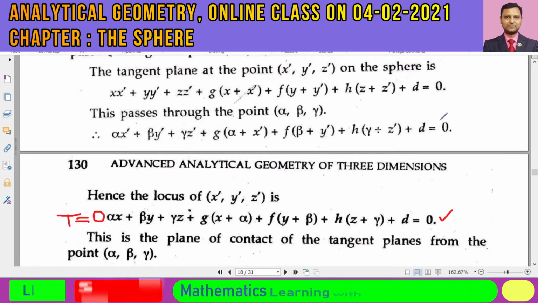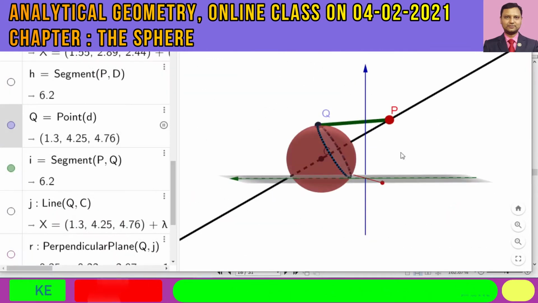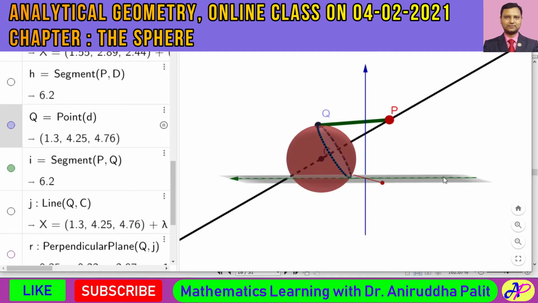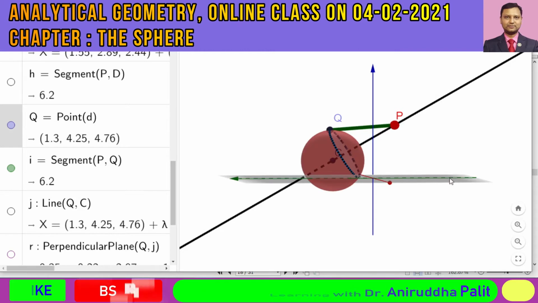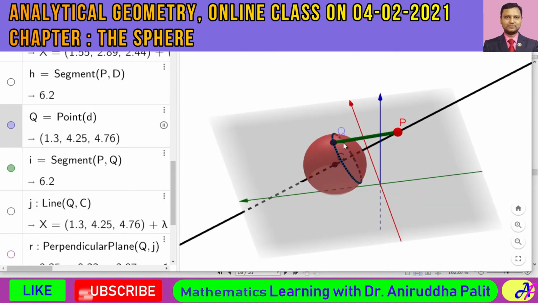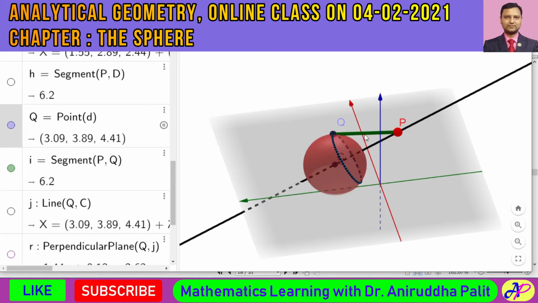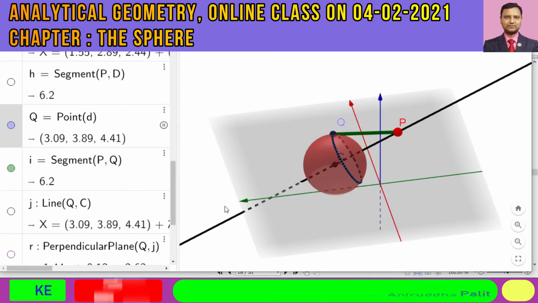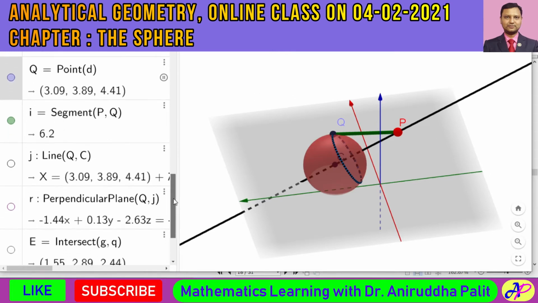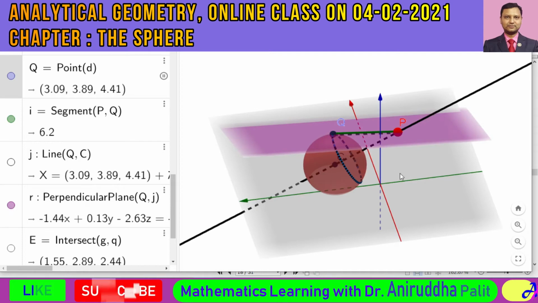In order to understand this result in a better way, let us consider this sphere. Over here you see this is a sphere, and this is a point Q. This point Q lies on the sphere, and through this point Q we draw a tangent plane. This is the tangent plane.